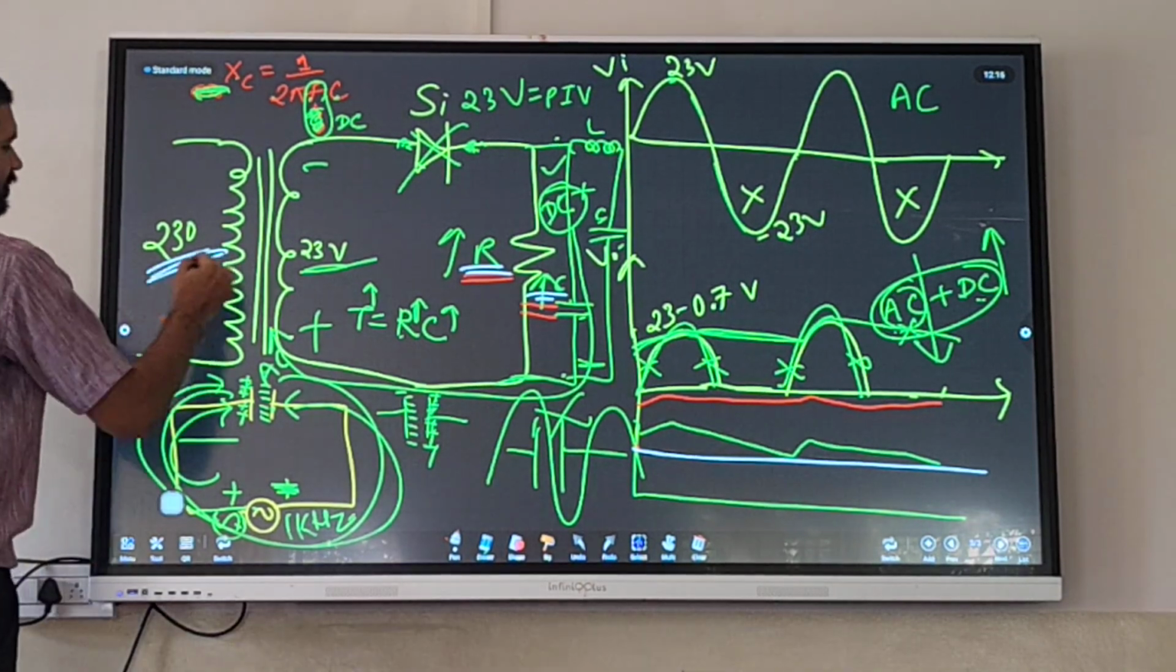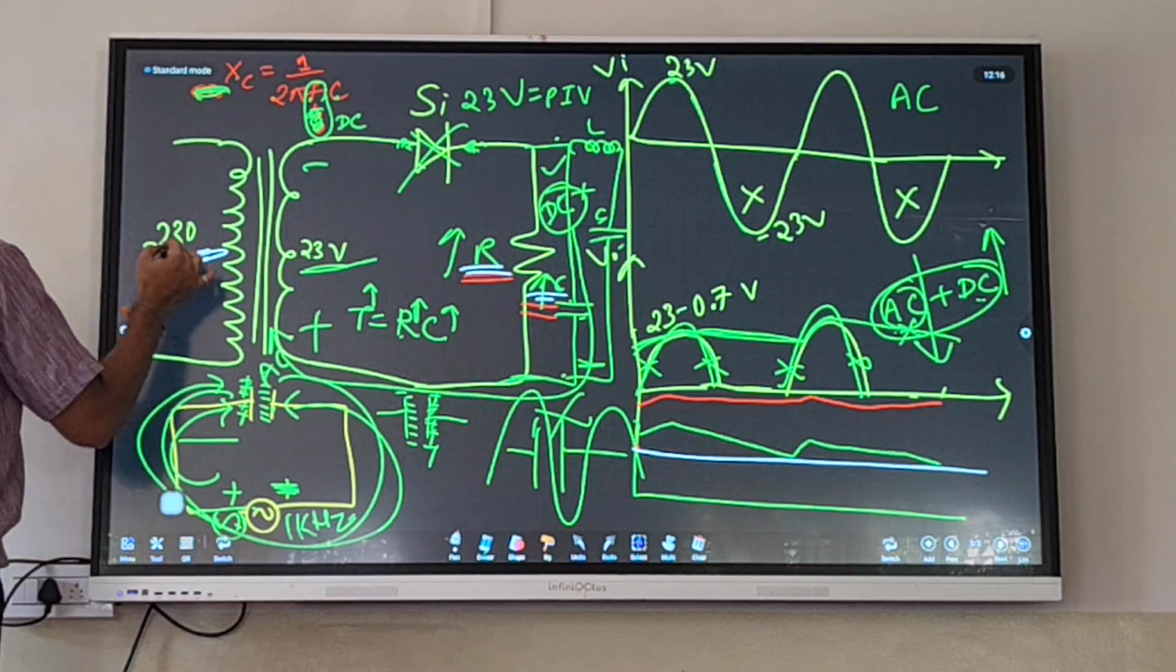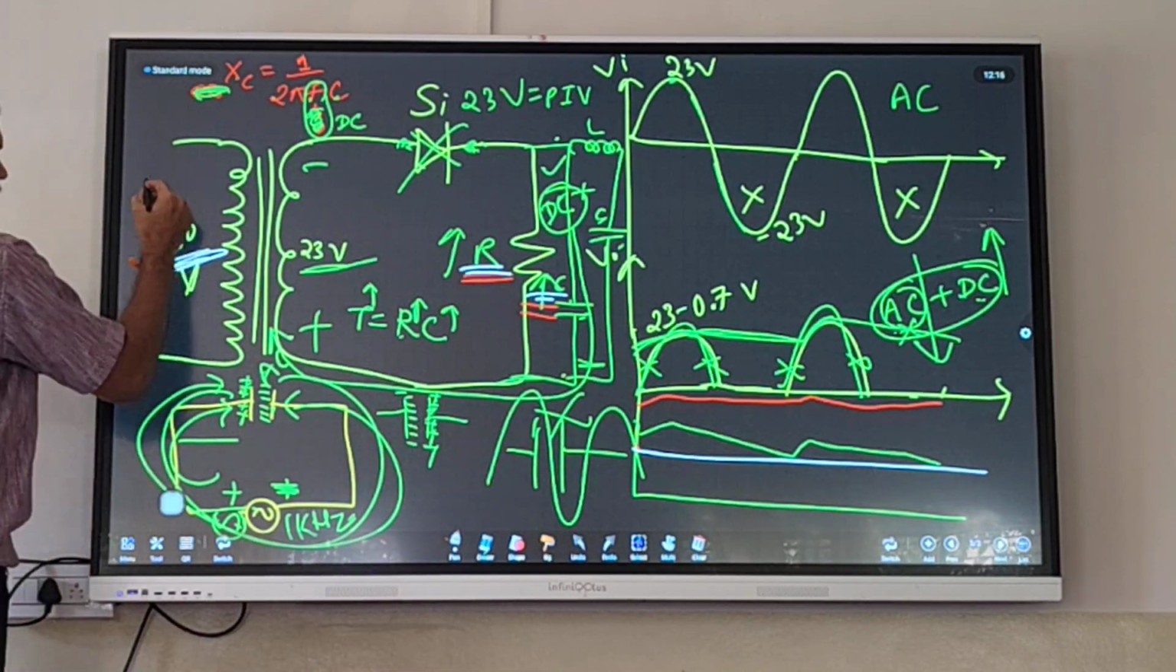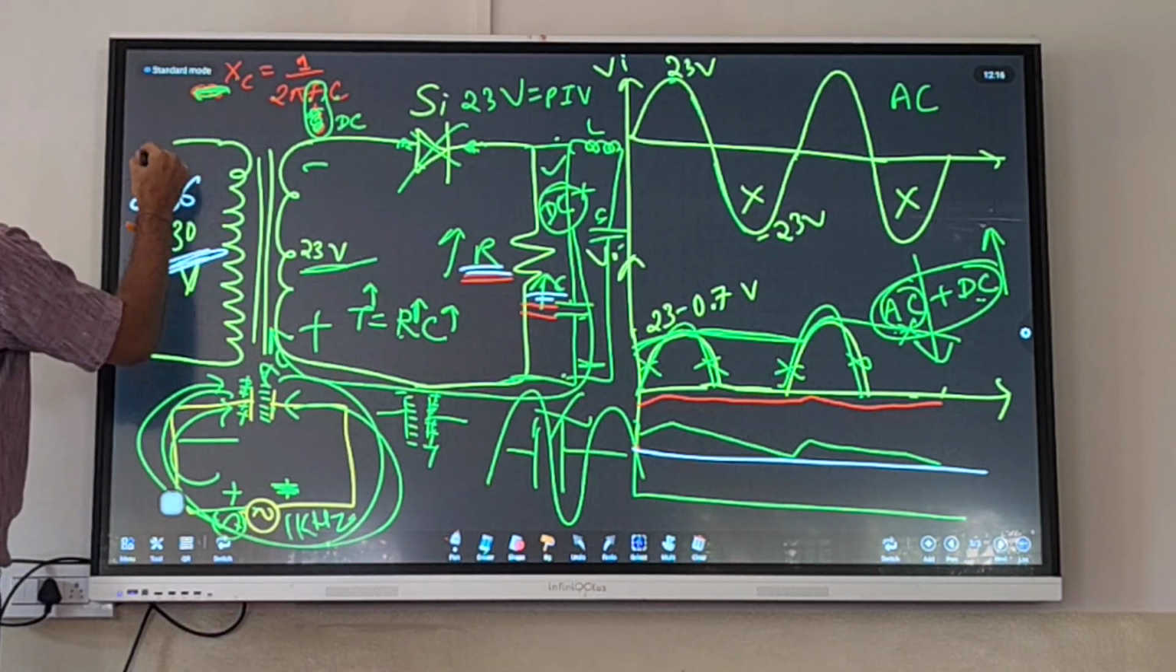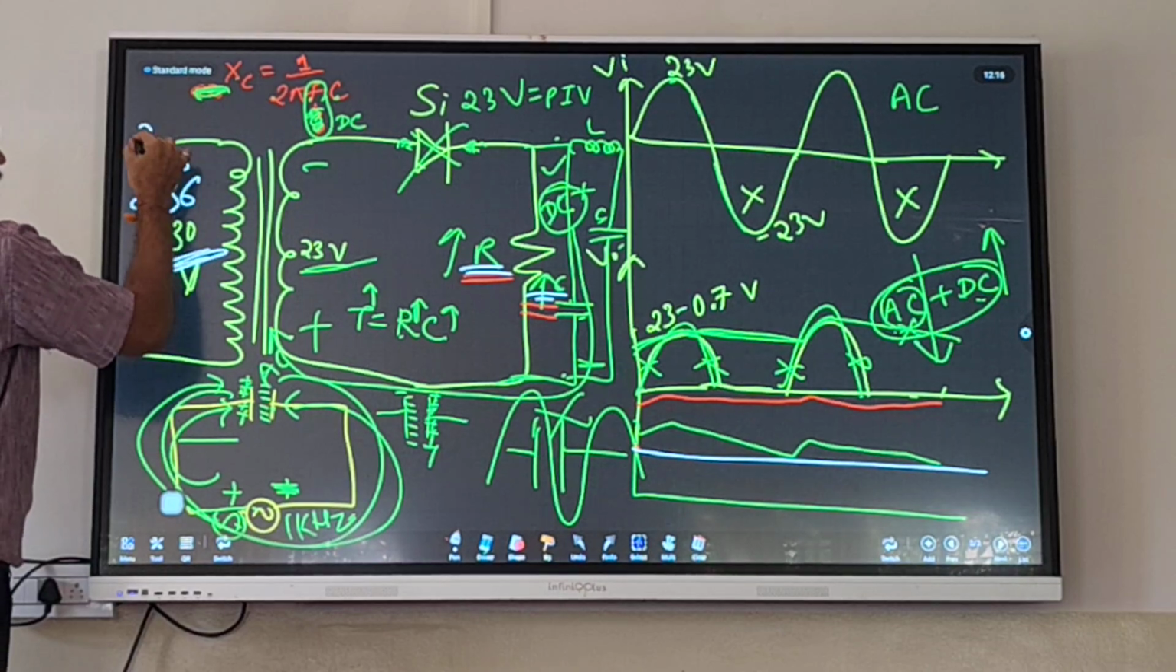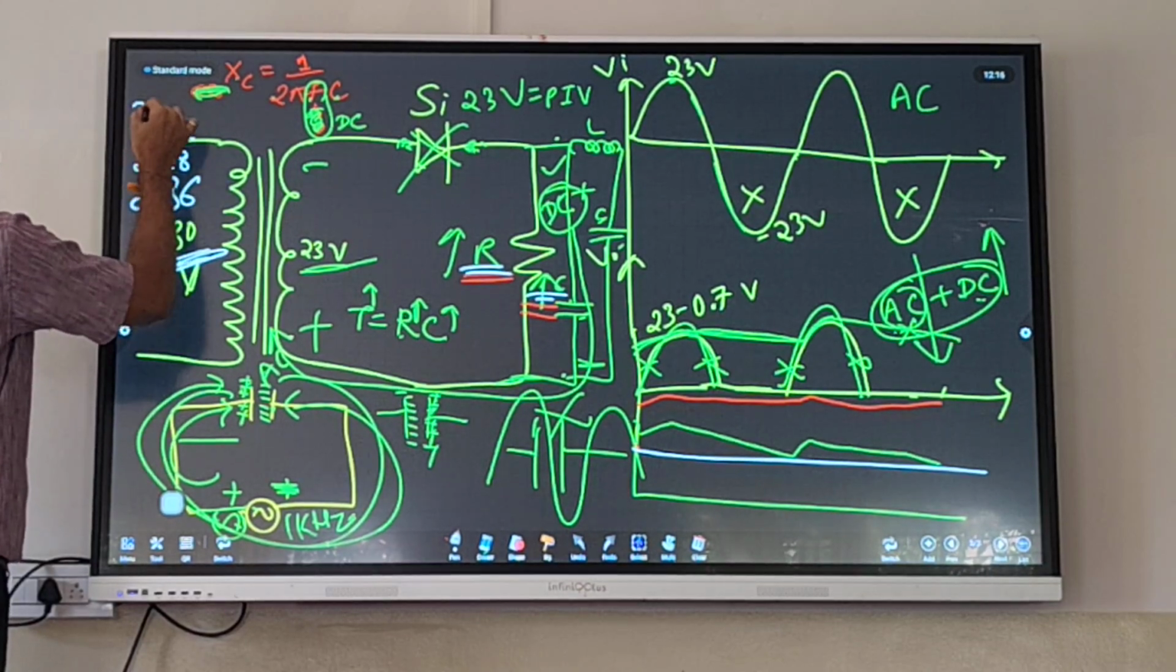230 volts is not fixed. Sometimes it changes. It becomes 236, it becomes 228, 232, 240.